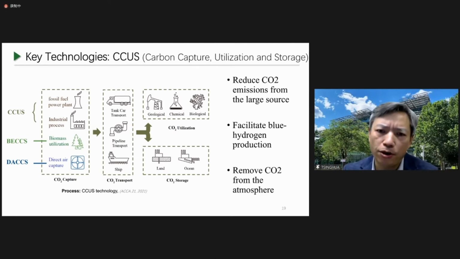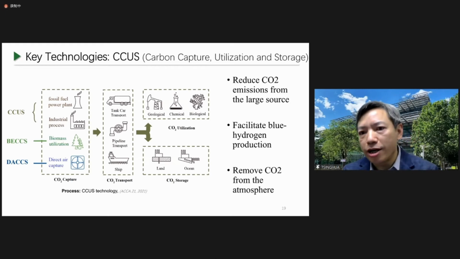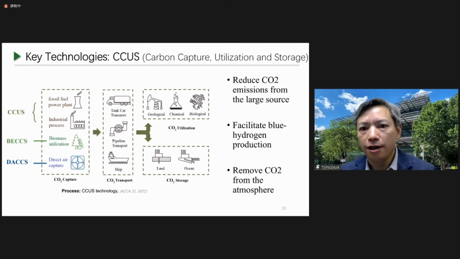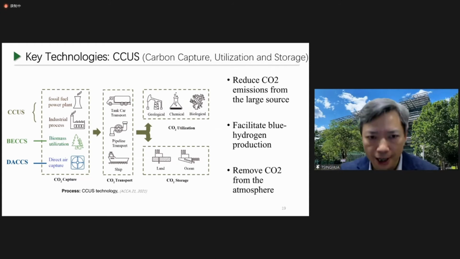CCUS is also supportive to the development of hydrogen. It is a necessary technology for shifting away from the current gray hydrogen towards blue hydrogen, which is hydrogen production by fossil fuel with CCUS, and is regarded as a cost-effective pathway to scale up low-carbon hydrogen production in the short term, although from the long-term perspective, dominant electrolysis hydrogen is a target.